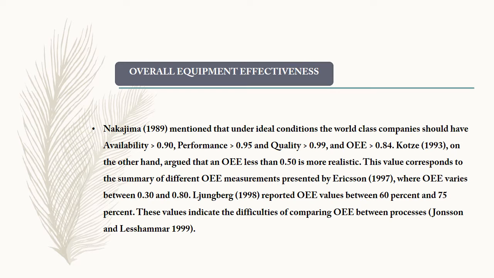This value corresponds to the summary of different OEE measurements presented by Erickson in 1997, where OEE varies between 30% and 80%. Lundberg in 1998 reported OEE values between 60% and 75%. This indicates the difficulty of comparing OEE between processes.